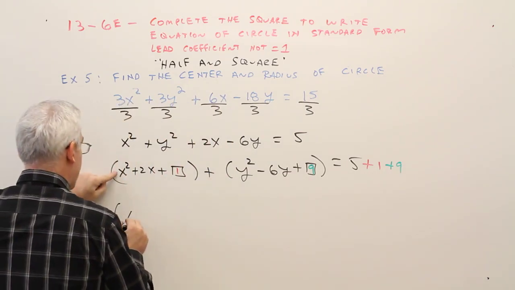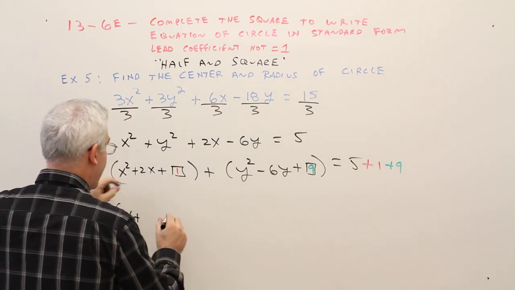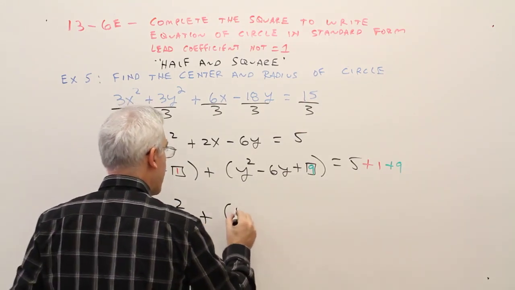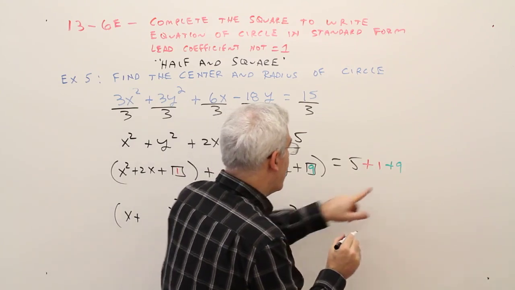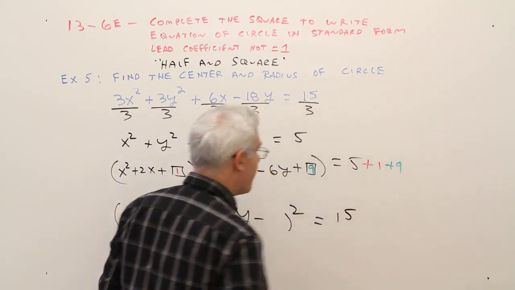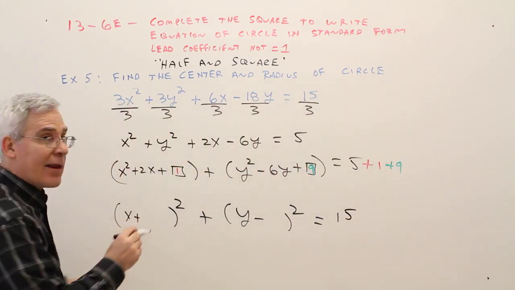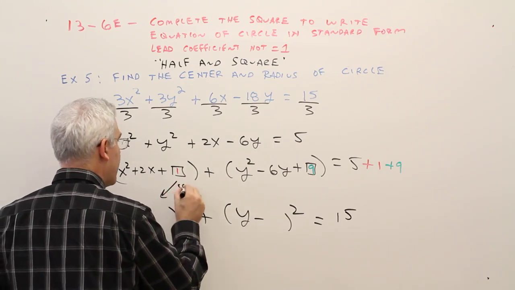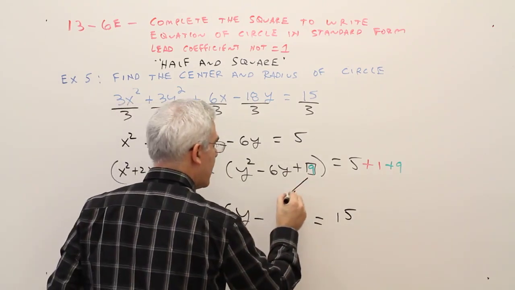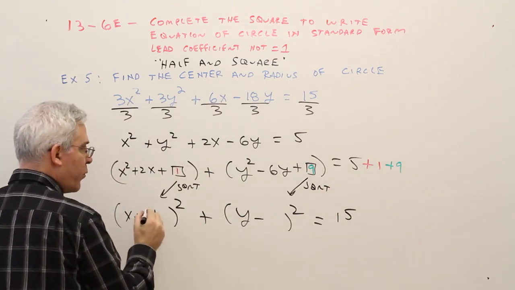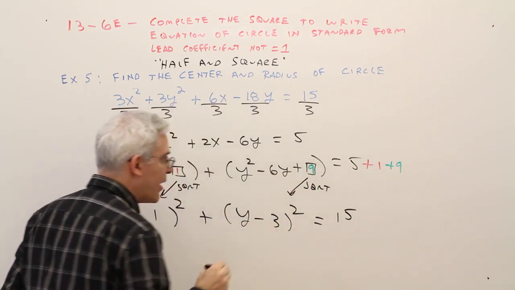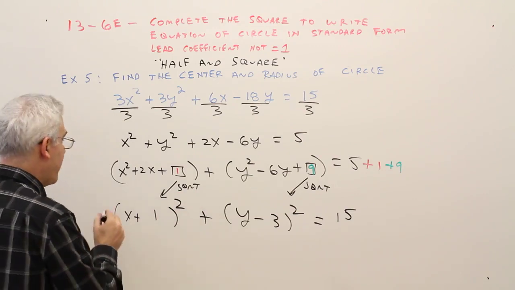So once again, x plus something squared, y, that's a minus something squared, equals 15. All right, and again, remember I said, you just take the square root. You just take the square root. So the square root of 1 is 1. The square root of 9 is 3. So this would be called the standard form.